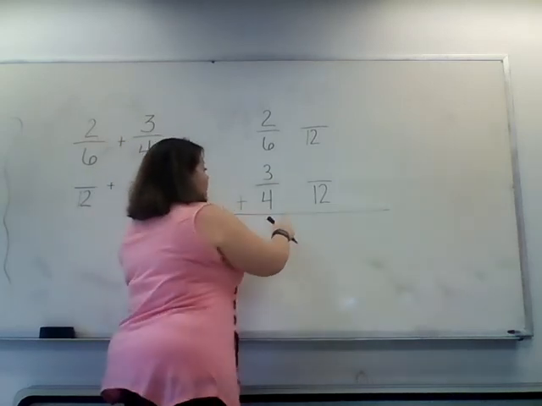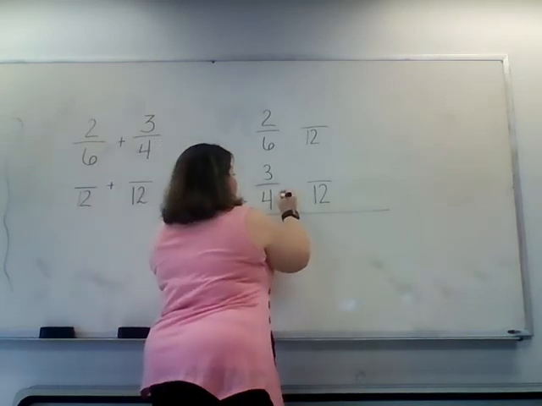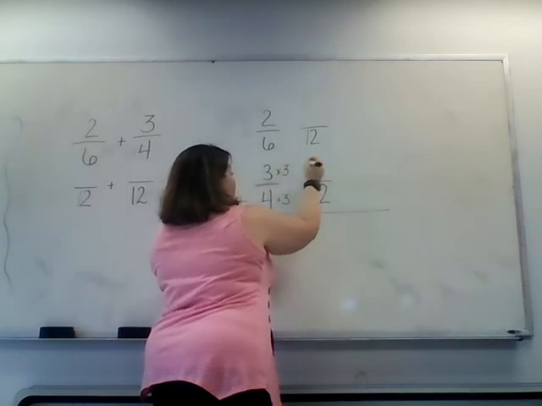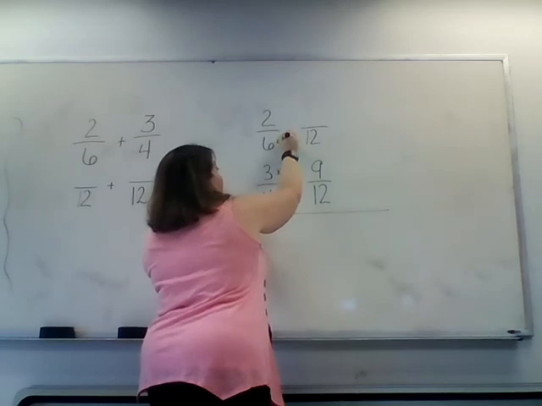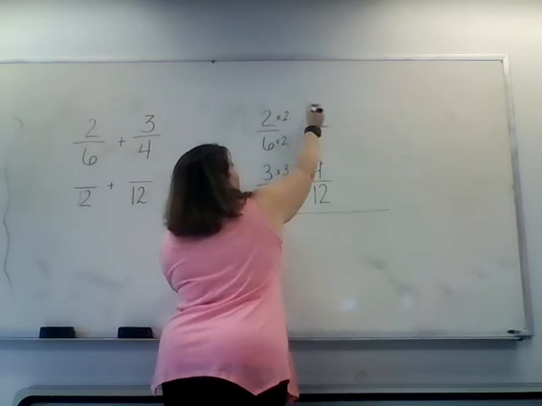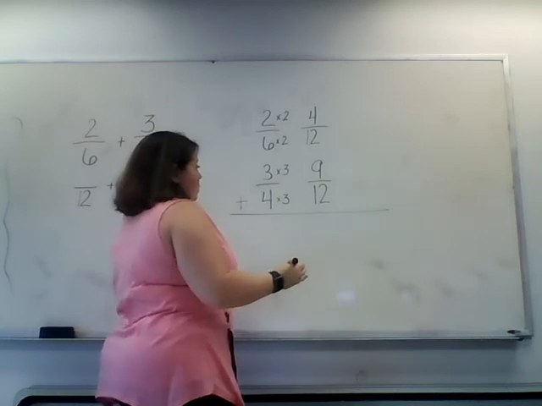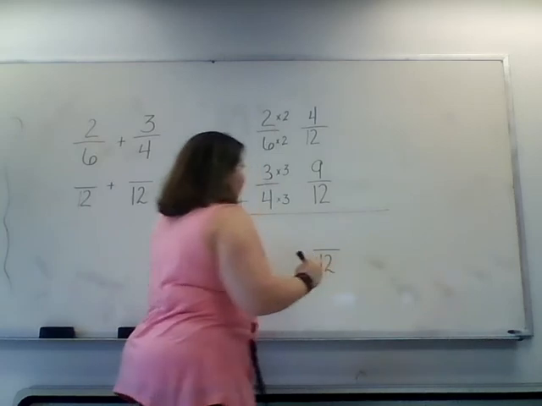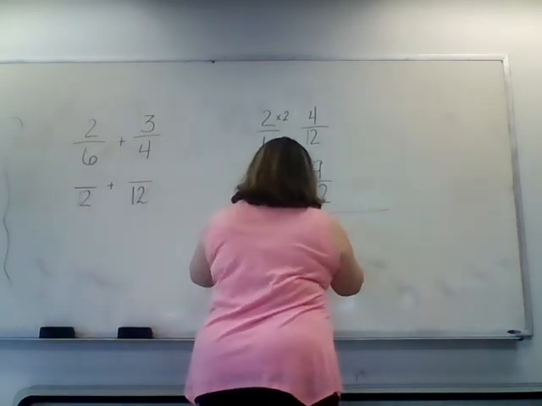So I had to multiply 4 by what to get 12? I hope you said 3, because that's the right answer. So that means I have to multiply the top by 3 as well to get 9. I have to multiply 6 by 2 to get 12, which means I have to multiply 2 by 2 to get 4. So now my denominators are the same. So I bring the denominator down, and then I add the top. So 9 plus 4 is 13.